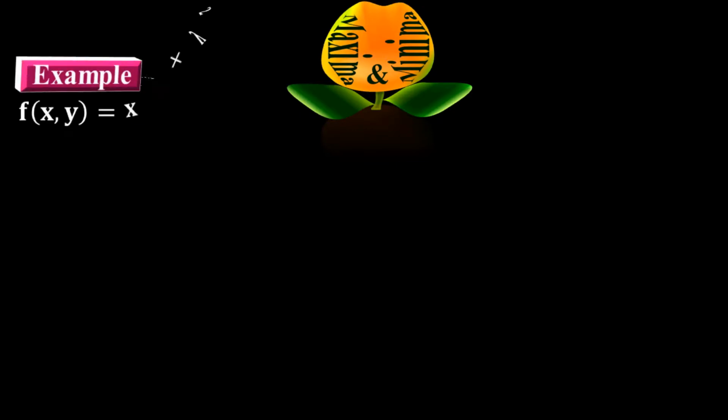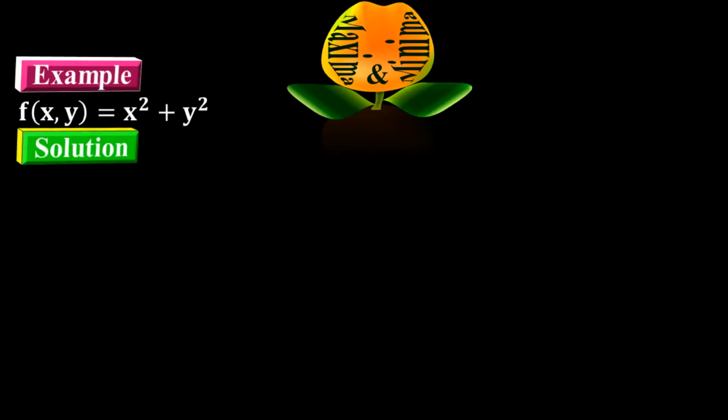Let me do a tutorial to find the maximum and minimum points for the function of two variables. Example: f(x, y) = x² + y². Solution.